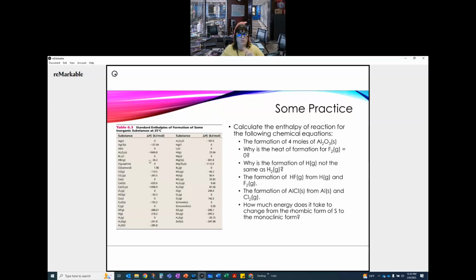A couple of things that you need to note that may not be obvious to you, so we're pointing them out. The formation of 4 moles of Al2O3 solid can be found by looking at the formation. So Al2O3 solid has this value right here of negative 1669.8, and that's for 1 mole. So the units on that are kilojoules per mole. Okay, if I want to do it for 4 moles, then I can do my happy math, multiply that by 4 times that negative 1669.8, and that gives me, and actually, hold on 2 seconds. Sorry, I want to take my calculator out of scientific notation.